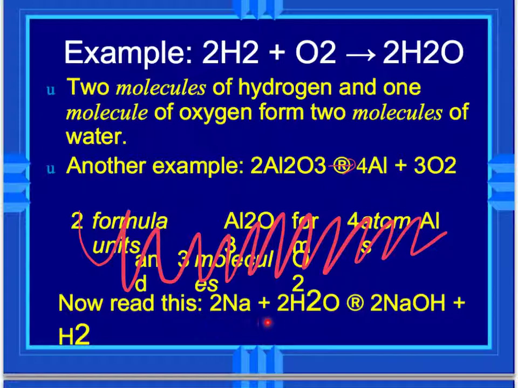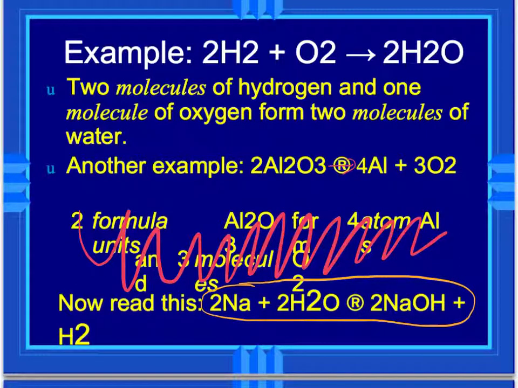Take a second and in your head just think about how we would read this next example down here, this one right here. I'm hoping that you're saying something like 2 sodium atoms and 2 molecules of water react to produce 2 formula units of sodium hydroxide. Hopefully that's what you're looking for. And hydrogen, sorry, in a molecule of hydrogen, this was hidden down here.